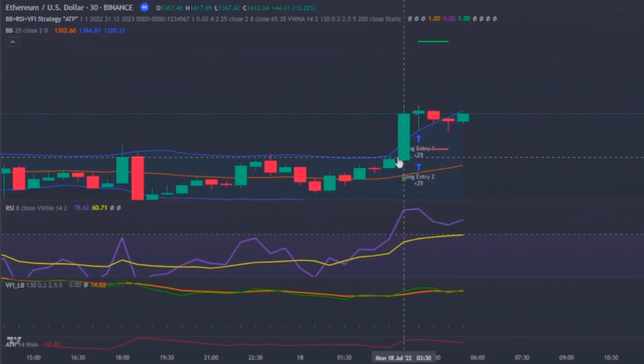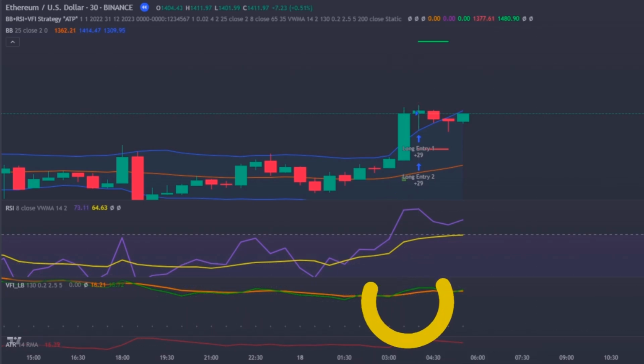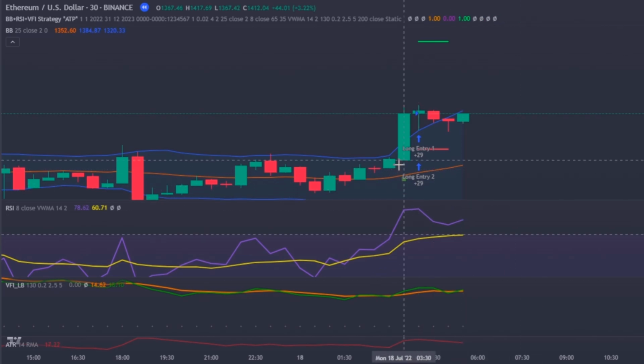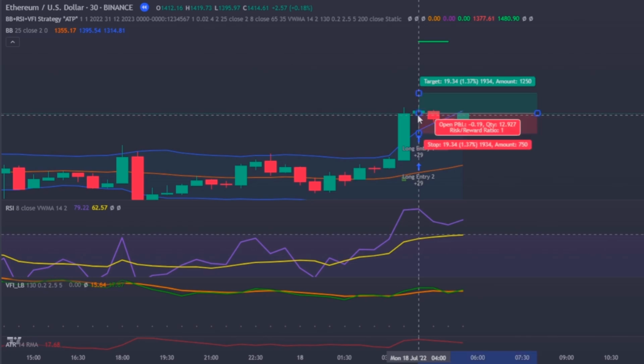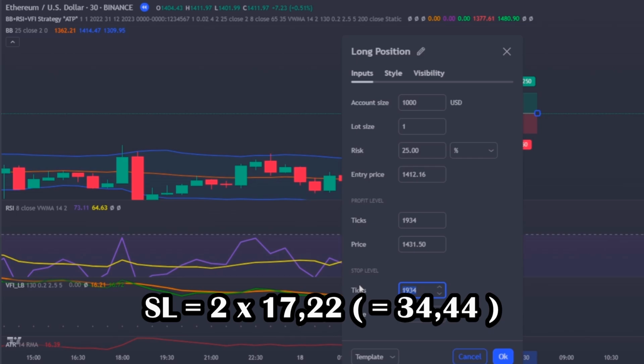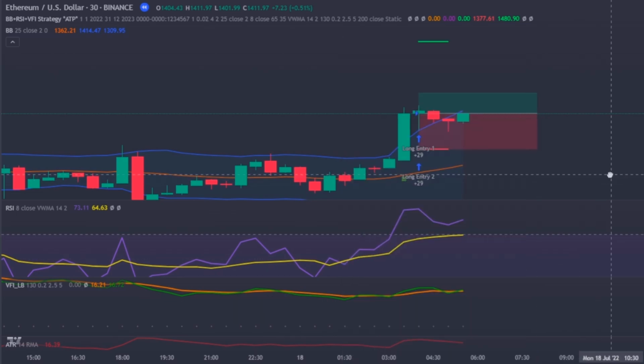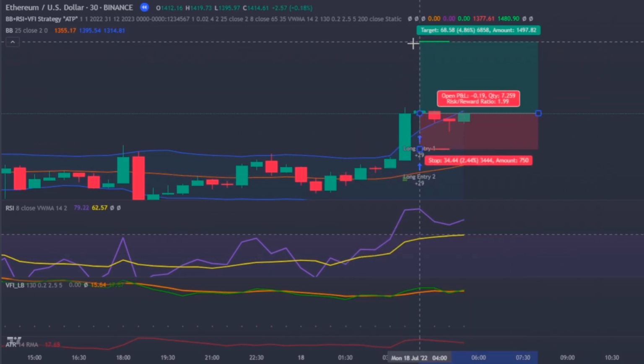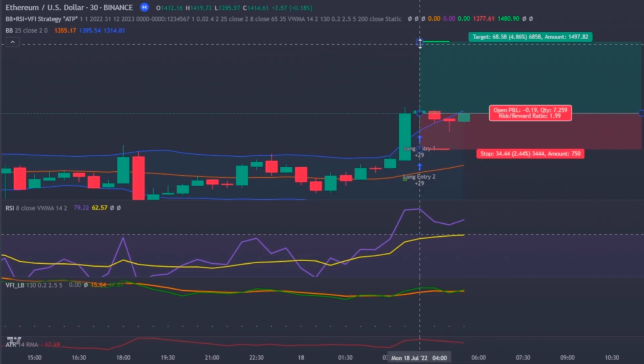Here we can see that the price crossed and closed above the upper band of the Bollinger Bands, the RSI is above the yellow line and above level 65, and the volume flow green line is above the orange one, and it is above the zero level. So we will enter at the close of the signal candle, which is this one. The stop loss value is 2 times 17.22, which is 34.44, and the take profit is at the 1 to 2 risk to reward zone, so at this level.